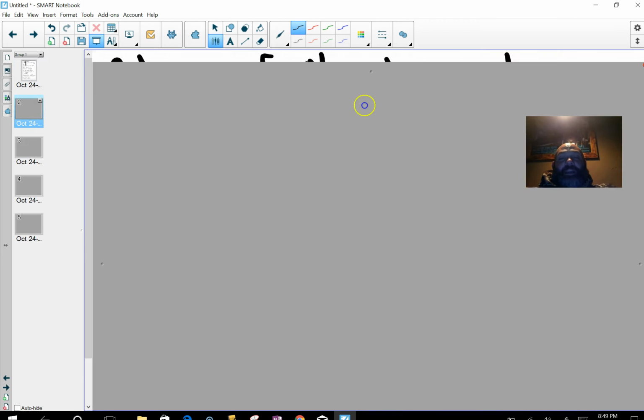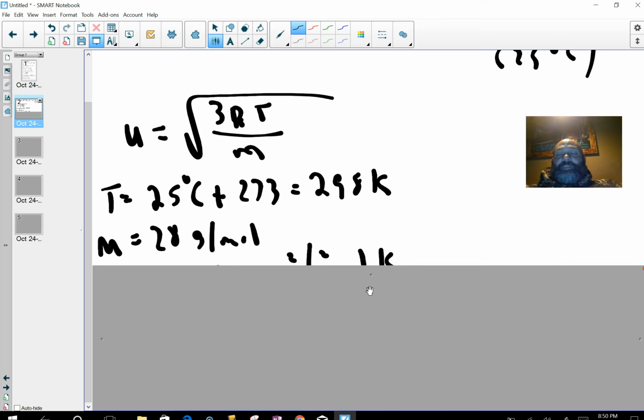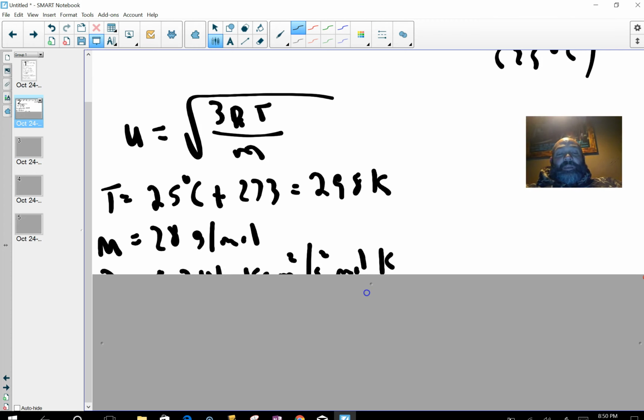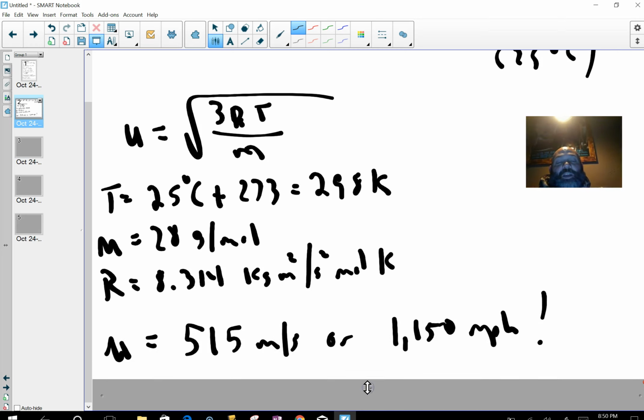So our equation again is 3RT over M. Our temperature we have to change from 25 degrees Celsius into kelvins, and to go from Celsius to kelvins we just add 273. So 25 plus 273 is 298 kelvins. R we already know is 8.314 kilogram meter squared per second squared mole kelvins. The molar mass of nitrogen, N2, is 14 times 2, which is 28. When I plug those three numbers into my equation, I get a root mean square speed of 515 meters per second, which, to put in perspective, is 1,150 miles per hour.